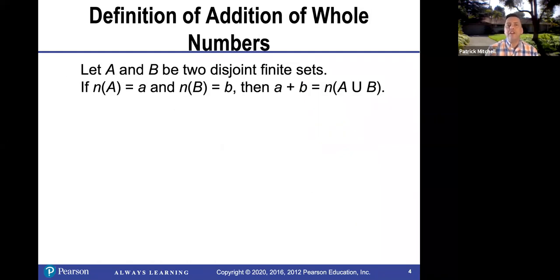So the definition of addition of whole numbers using sets is: let A and B be 2 disjoint finite sets. If the number of elements in set A is the number a and the number of elements in set B is the number b, then the definition of a plus b is the number of elements in the set A union B.